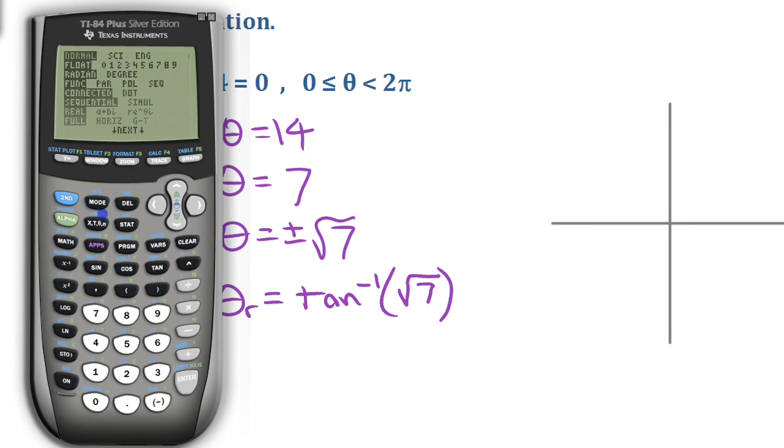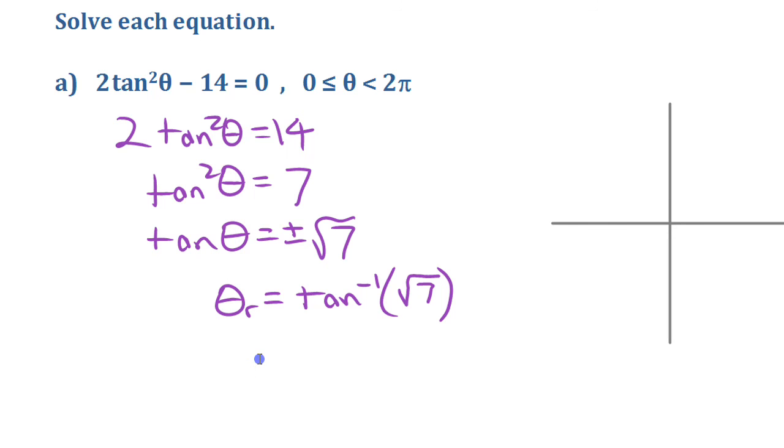Check that my calculator is in radian mode, which it is, and then tan inverse of square root of 7 gives me that. Now I've got to find 3 other angles, so I'm going to store this as, say, x on here, because then I can just punch in a few things all in a row without having to re-enter that number. I'll go back to this picture for a second here. We'll write that one down. If we're doing 2 decimal places, that was about 1.21.